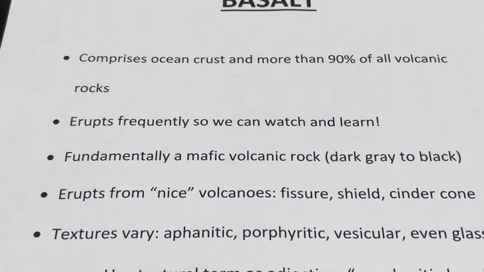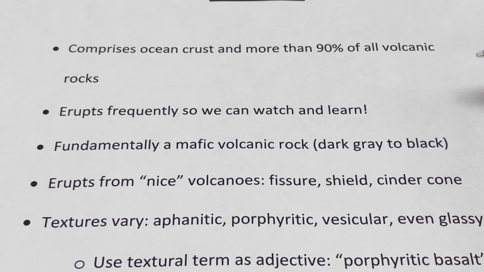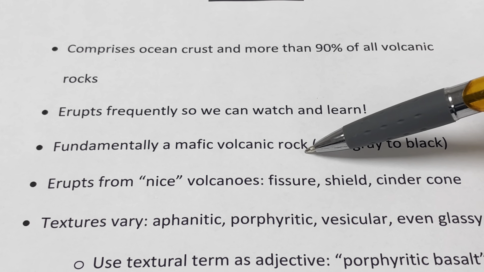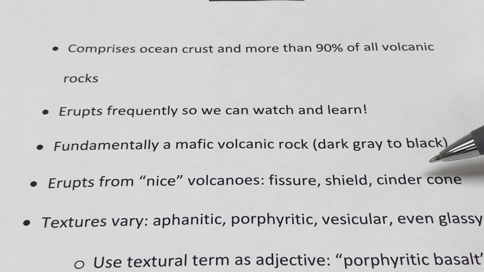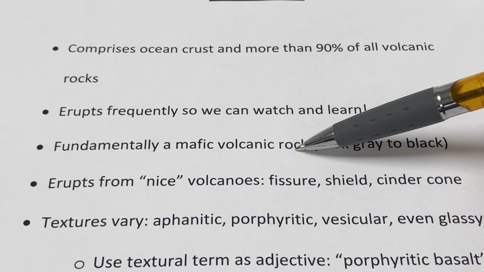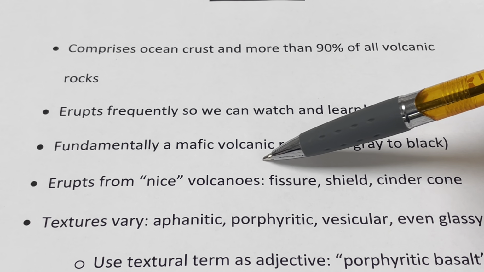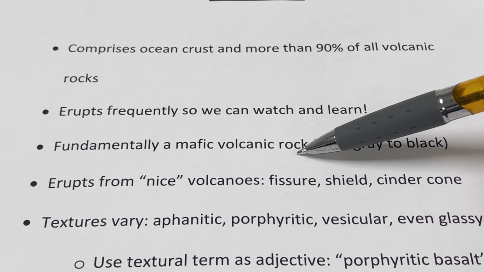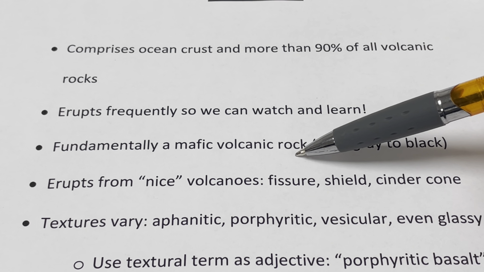Remember that fundamentally basalt is just a mafic volcanic rock. That's sort of the definition of basalt. It's a typically dark colored, dark gray to black usually, rock that erupts as magma or lava at the surface. And so that's our definition, but we're going to see there's a lot of variation within that kind of broad definition there.